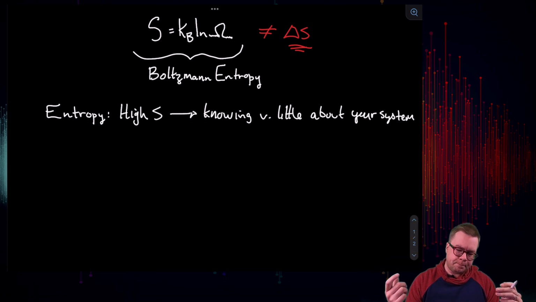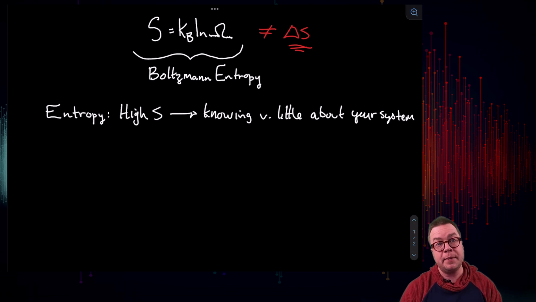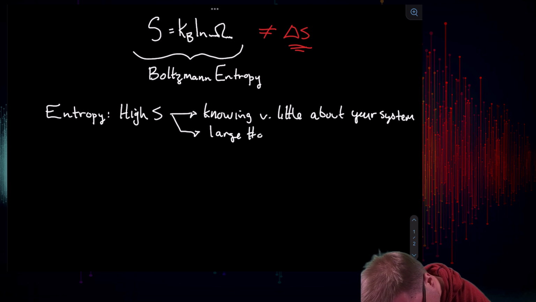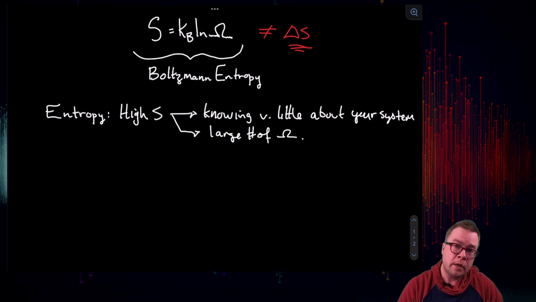Another way of saying that is if you know very little about your system, then that must mean that there's a large number of microstates. There's a large number of possible configurations that are possible for that system. So this goes along with saying that there's a large number of microstates associated with that.